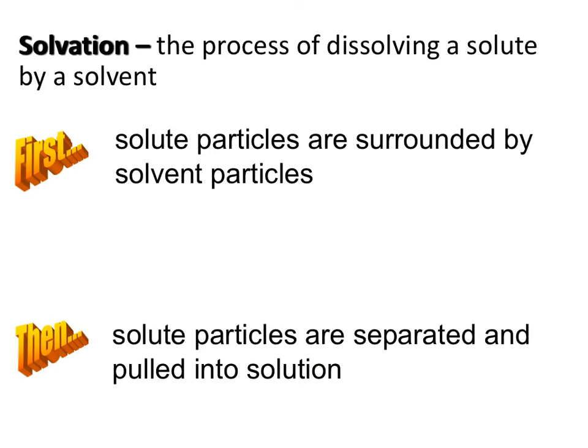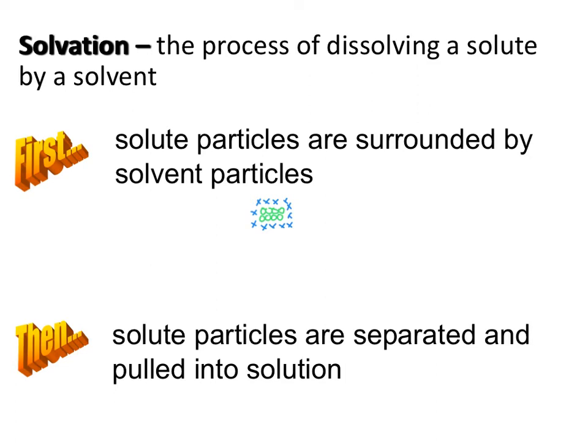Now, this process of creating a solution, or dissolving a solute in a solvent, is known as solvation. The process involves basically two main steps. The first thing that happens is the solute particles are surrounded by solvent particles. If we draw a little diagram, we'll have our solute particles, all interacting with one another, and they get surrounded by our solvent particles.